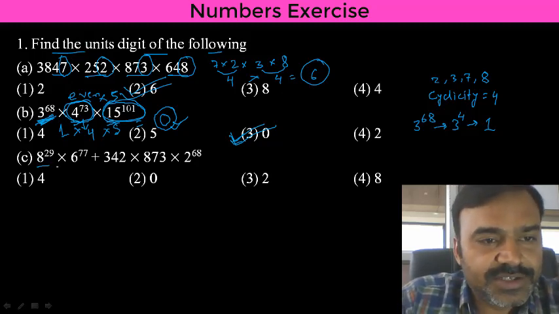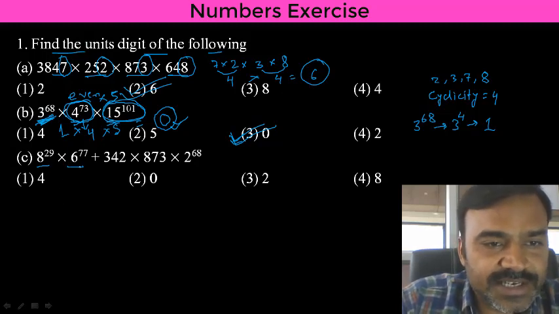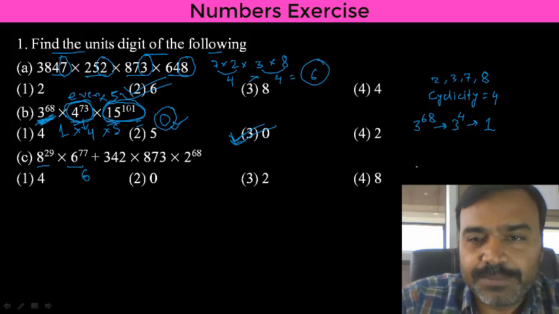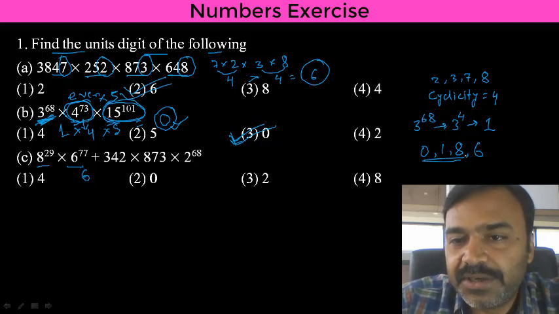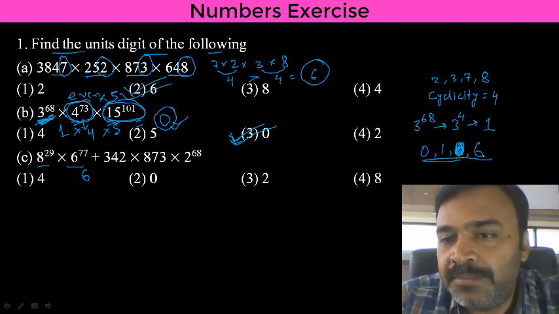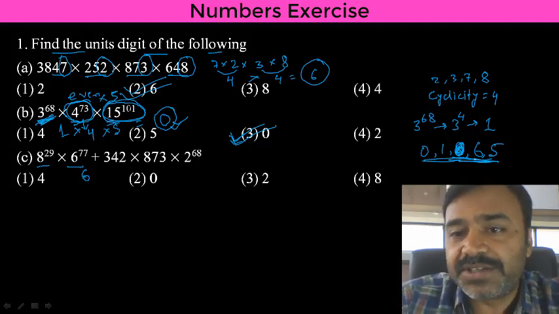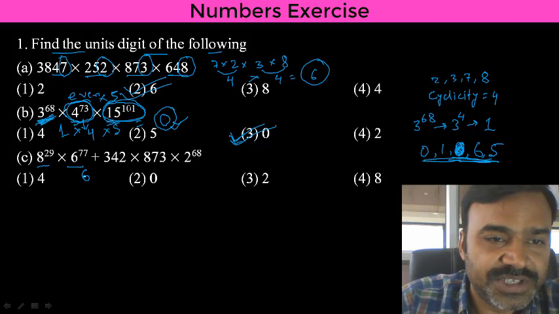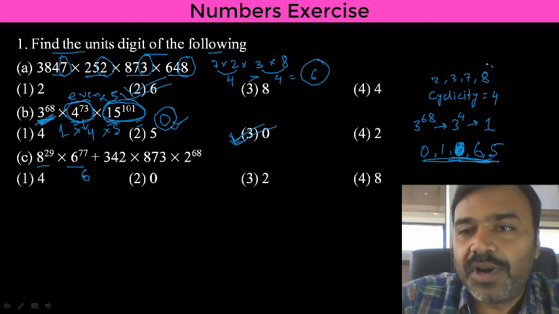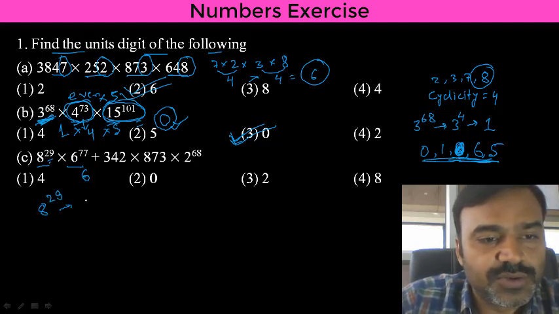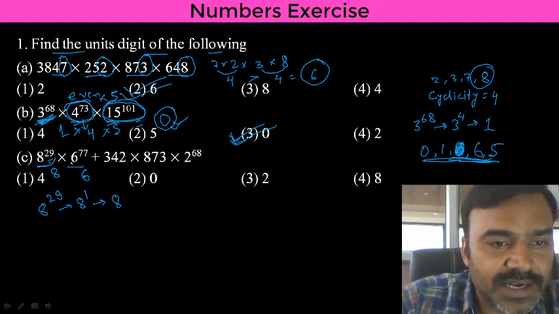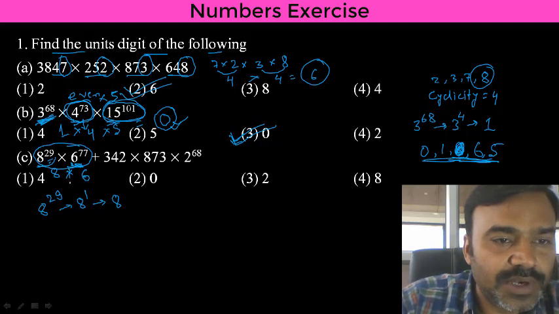Now the next question. 8 raised to 29, 6 raised to 77. Now let's see. 6 raised to 77, unit digit is always 6. Now in the powers of 0, 1, 5 and 6, unit digits don't change. So 6 raised to 77, unit digit is going to be 6 only. 8 raised to 29, cyclicity is 4. For 8, cyclicity is 4. So 29 divided by 4, remainder is 1. So 8 raised to 29, unit digit is going to be the same as 8 raised to 1, which is 8. So the first number's unit digit is 8, then the second part of the first number is 6. So 8 into 6 is 48. So unit digit of this entire thing is 8 only.